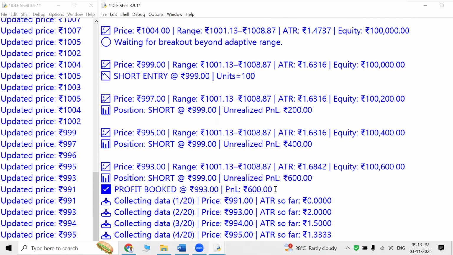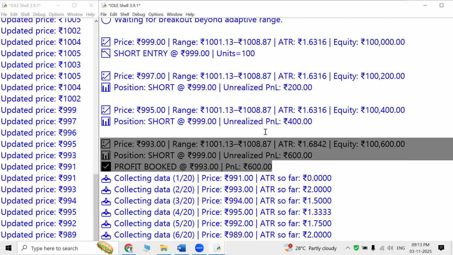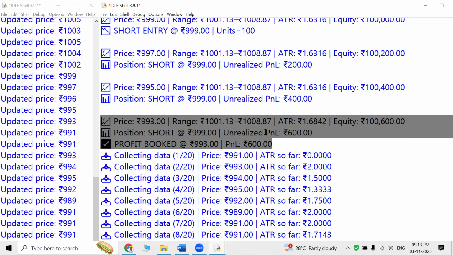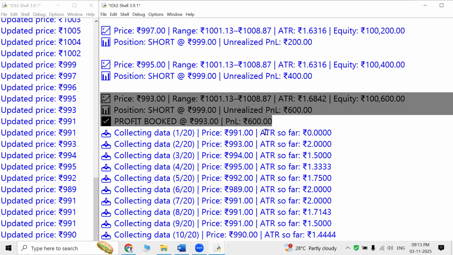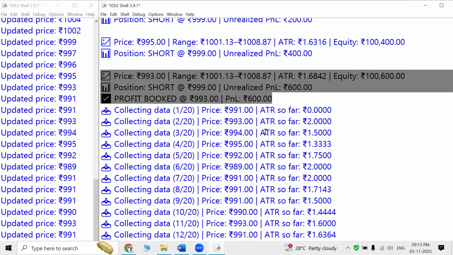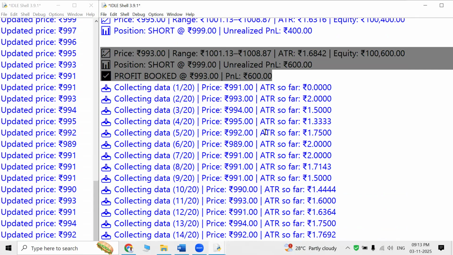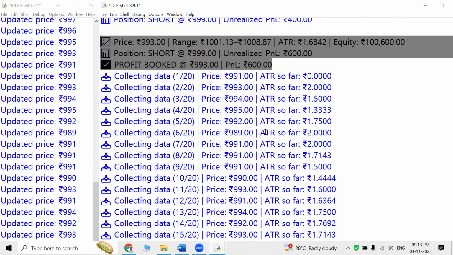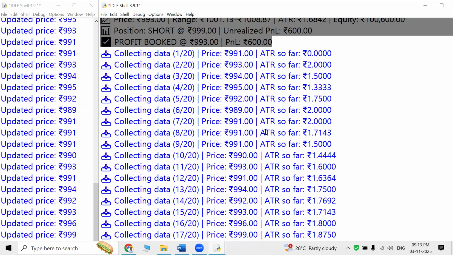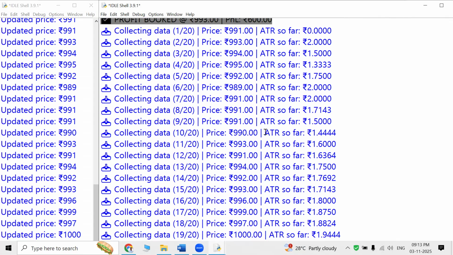Now once the profit has been booked, it will start again collecting the price so that the new ATR can be calculated, the new range can be calculated. The algo is so fast, it keeps on doing the calculation without any emotions. That is a basic requirement of the trade. So it has no greed, it has no fear, it works with mathematics, it works with the rules. Whatever the rule says, it works with that.